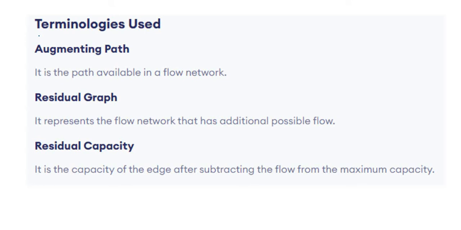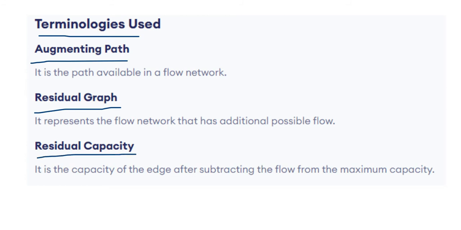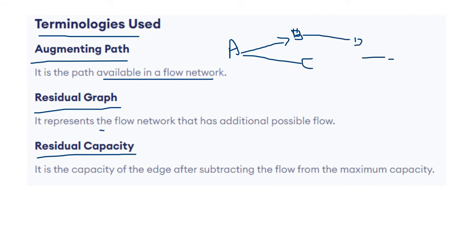The terminologies used in this algorithm are the augmenting path, residual graph and residual capacity. The augmenting path is just a path available in the network. The augmenting path is the direction of a path available in the network. Suppose for a path there will be two vertices, that means A to B, B to C, B to D and such.